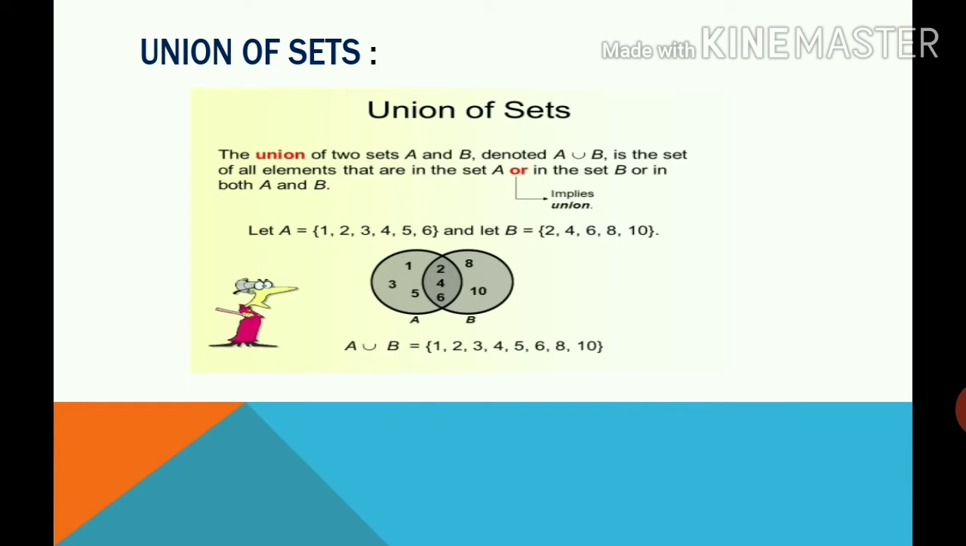What is union? Basically the word union means combined together. The union of two sets A and B, denoted by A union B, is the set of all elements that are in the set A or in the set B or in both A and B. It means that you have to write down all the elements of set A and B together. So this will be A union B.